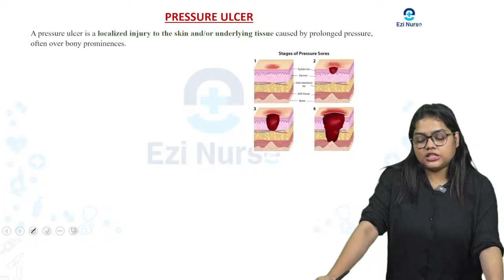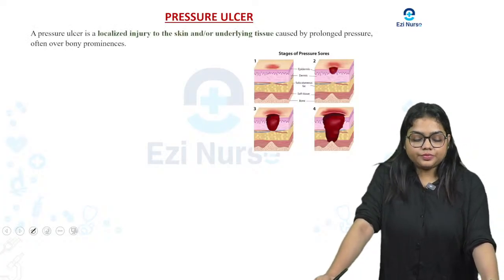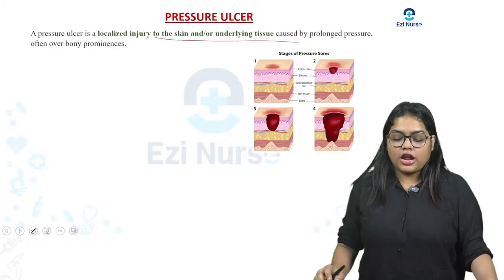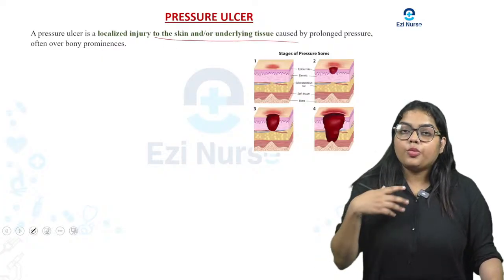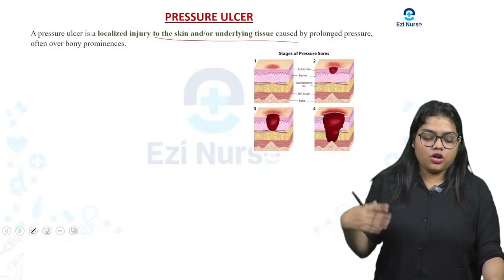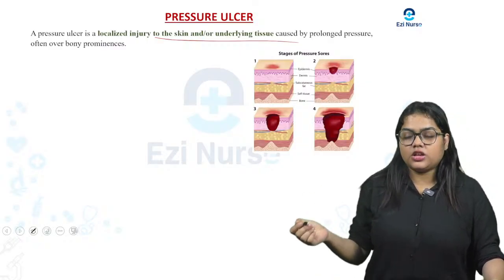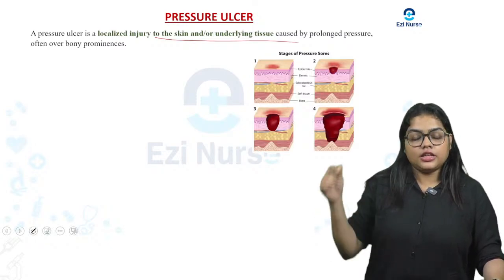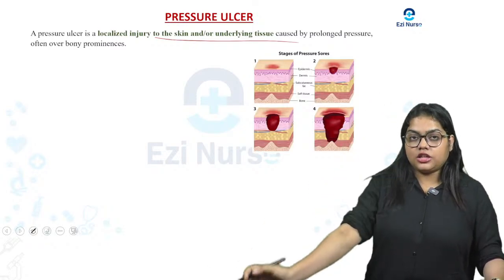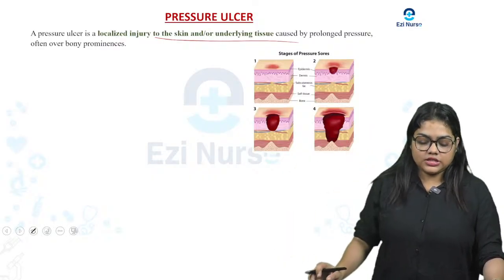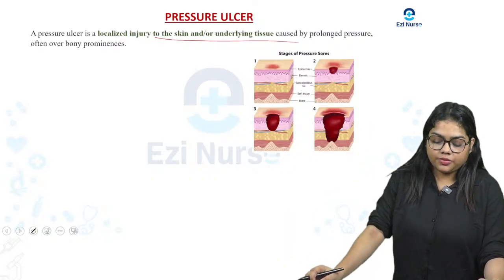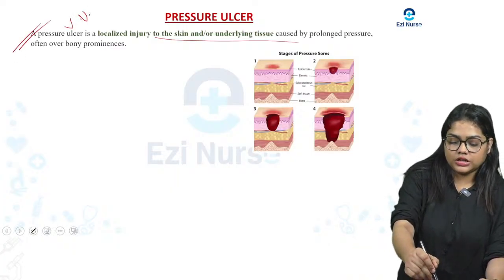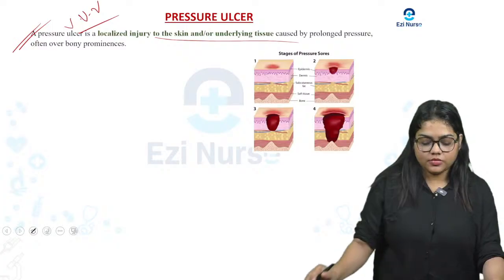The next condition is pressure ulcer. So what is that? A pressure ulcer is a localized injury of the skin or underlying tissue caused by prolonged pressure over or on a bony prominence, especially in the hip area, the toe areas, the knee areas, and on the back of the elbow. You can see pressure ulcers there. This is also a very important question for 2 marks and 5 marks as well, okay.